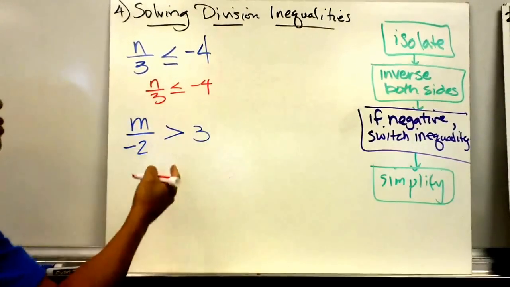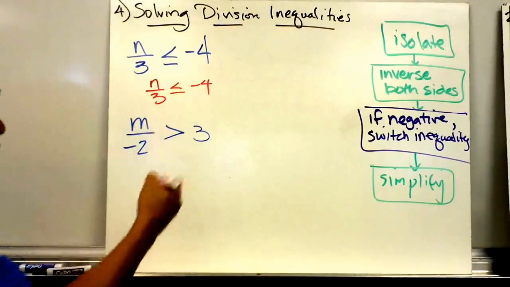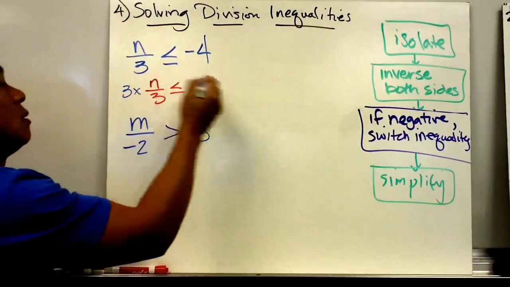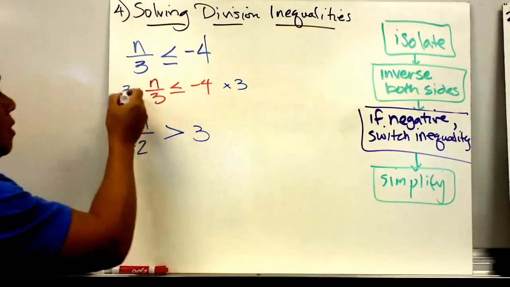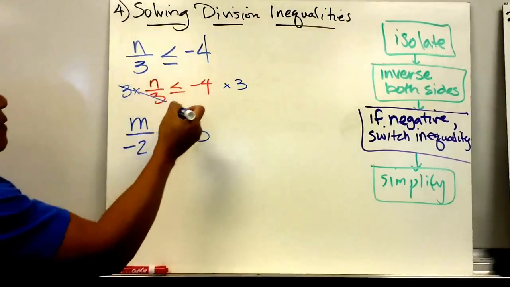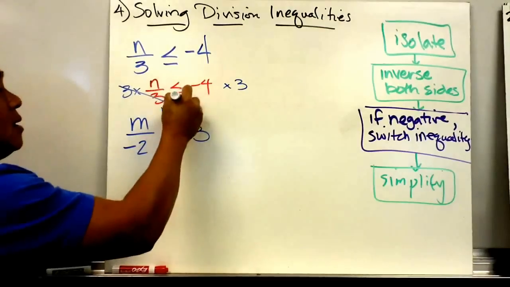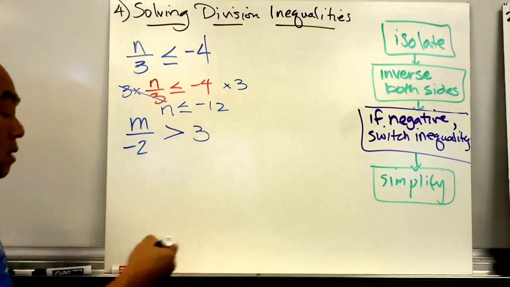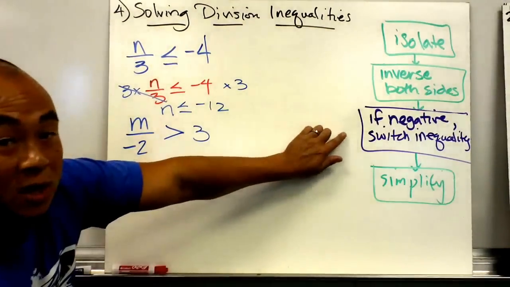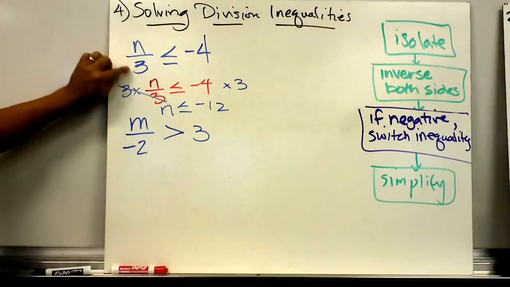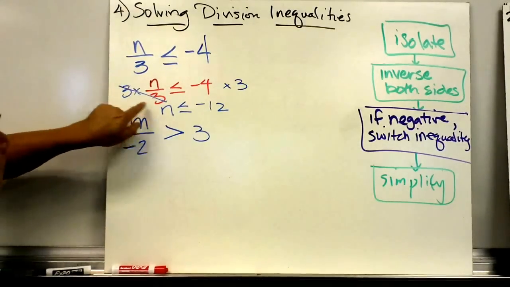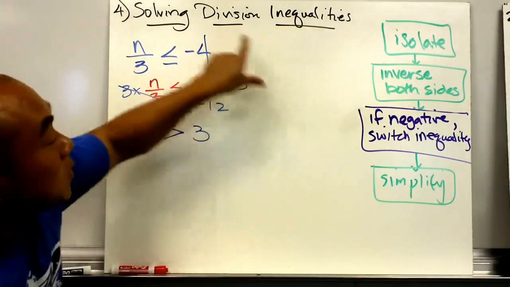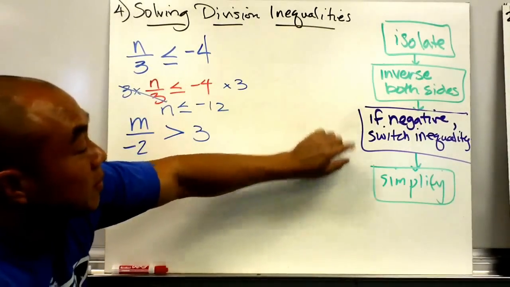Since I am dividing by 3, the inverse of that would be to multiply by 3. Multiply this by 3. 3 over 3 becomes 1. All you have left is n. n is less than negative 4 times 3, which will make it negative 12. Now, this one again has that special case, but if you noticed, I didn't multiply by a negative, I multiplied by a positive, which means my sign stays the same. So in this one, you really don't have to worry about that part.